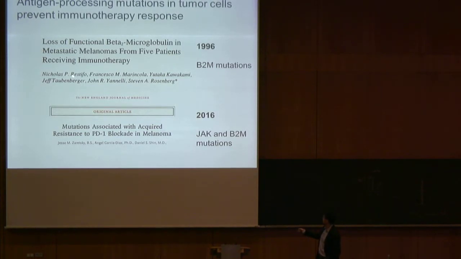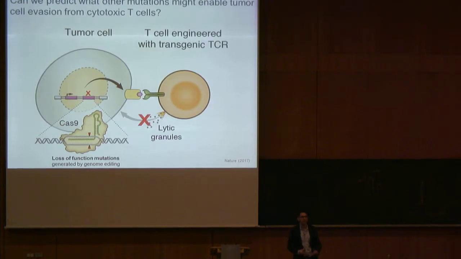This is work from Nick's group 20 years ago with adoptive T-cell therapy, noticing that mutations in beta-2 microglobulin render these patients resistant to adoptive T-cell therapies. And this is more recent work with PD-1 inhibitors, one of the very popular FDA-approved therapies, showing that mutations in a few different genes, including B2M, result in resistance to this immunotherapy. So the question we wanted to ask is, using these CRISPR library tools, can we predict genome-wide what all the mutations are that drive resistance to cancer immunotherapy?